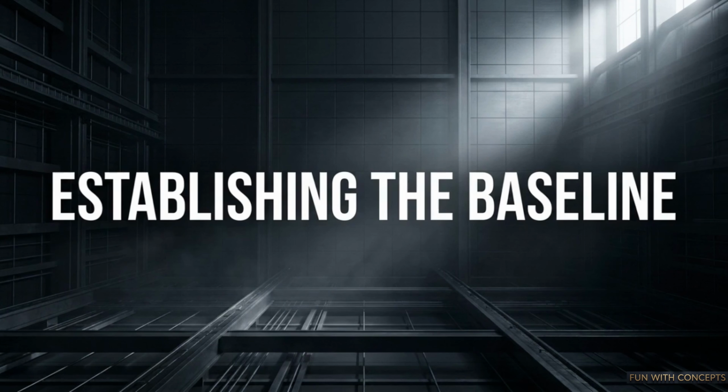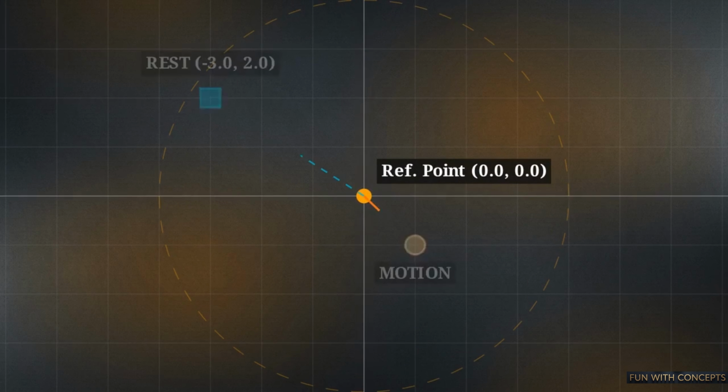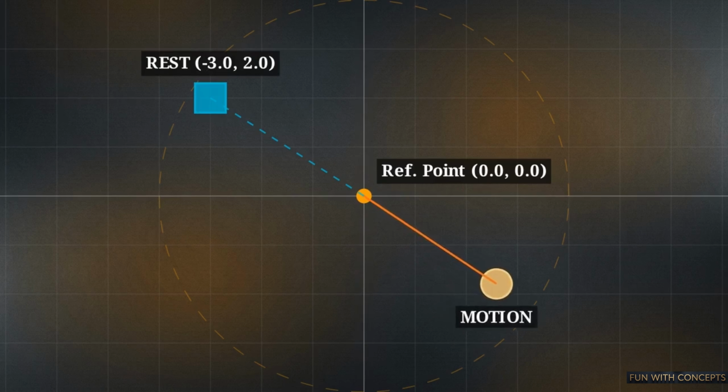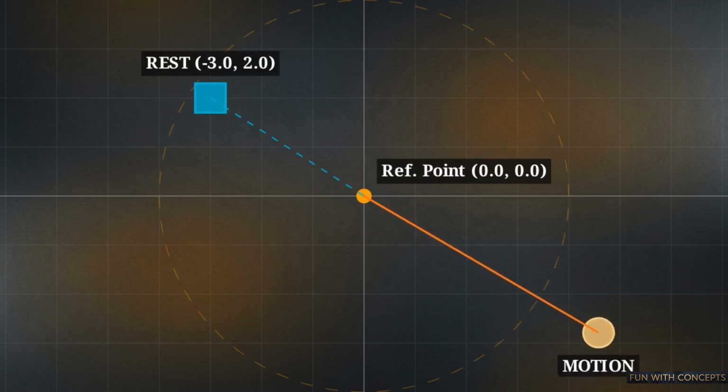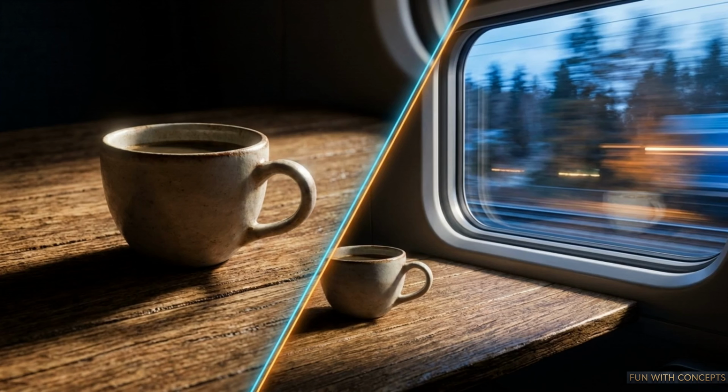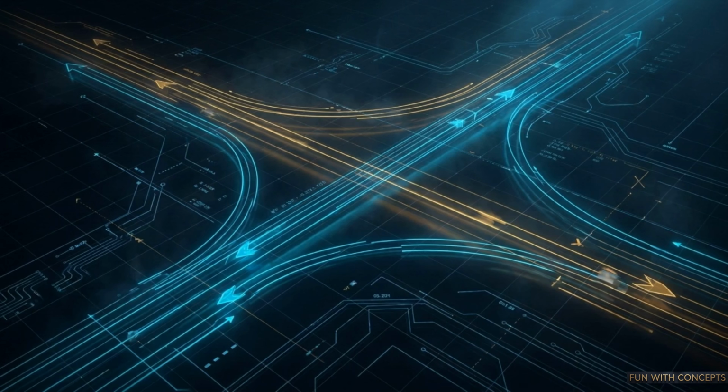In physics, we resolve this using a reference point. This is simply the baseline object or environment we use to judge whether a state of rest or a state of motion is occurring. Because movement depends entirely on which reference point you choose, true stillness doesn't exist. To understand how things actually move, we have to build a scientific framework to map their paths.